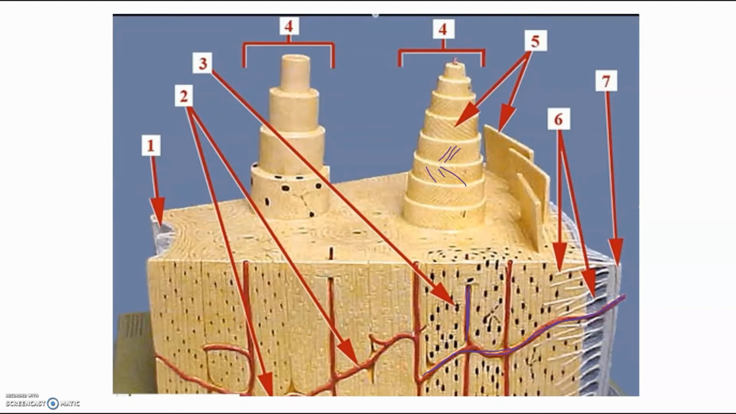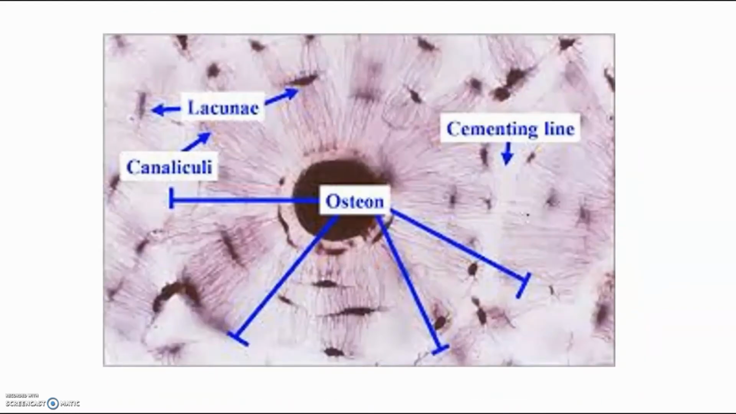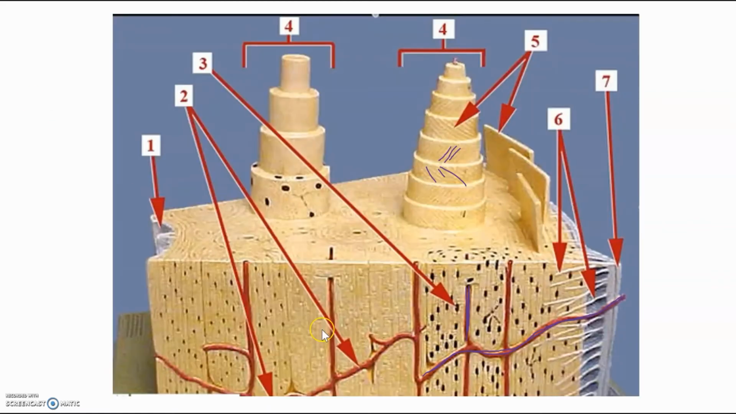Then the next few things I want to talk about are lacunae and osteocytes and canaliculi. So if you look at this picture, it labels the osteon for you. So it's kind of like this circular thing right here. We can ignore the cementing line. That's not important for us. So these dark spots, these are going to be called lacunae. So if we go back to this image, these dark spots right here are going to be called lacunae.